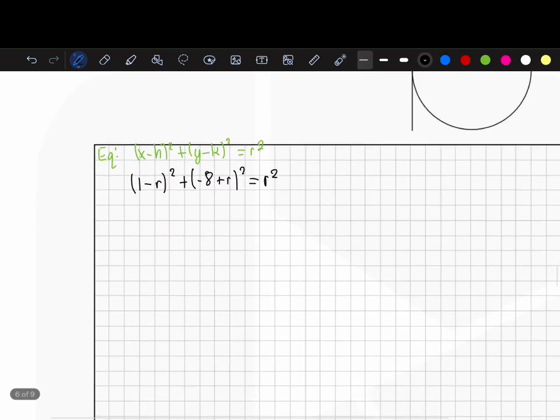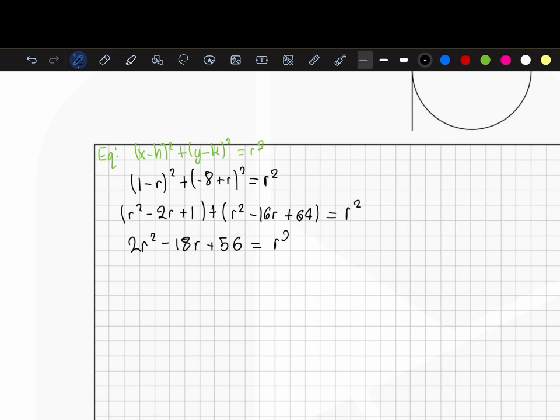So here we are. Now we just expand the brackets. (1 minus r) squared is going to be r squared minus 2r plus 1. And then we're going to add on (minus 8) squared, which is 64, plus r squared, and then we're going to have minus 16r. And then this is going to equal r squared. Now we just add both the sides, so we have 2r squared minus 18r plus 65 is equal to r squared. Sorry, that should be 65. And now bring this r squared over to that side. So then we're just left with r squared minus 18r plus 65 is equal to 0.